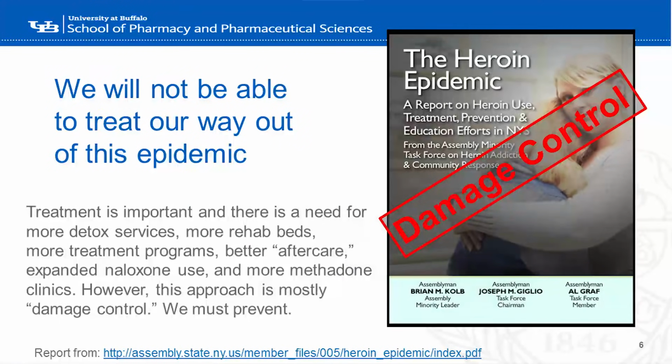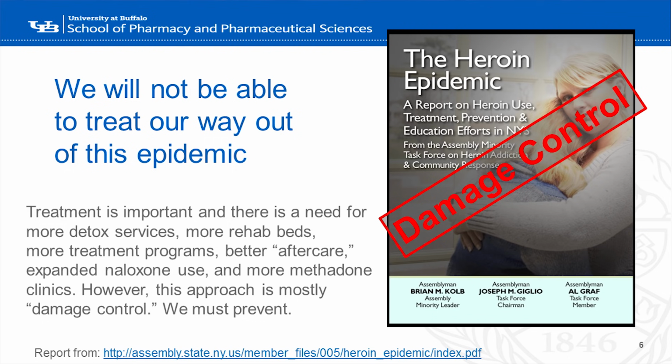As a response to this epidemic, there have been a number of recommendations. It's been recognized that a number of people have become addicted to drugs, both licit and illicit, and treatment has been considered to be important in how to deal with this. So there's been recommendations for more detox services, more rehab beds, more treatment programs, better aftercare, the expanded use of naloxone rescue, more methadone clinics.